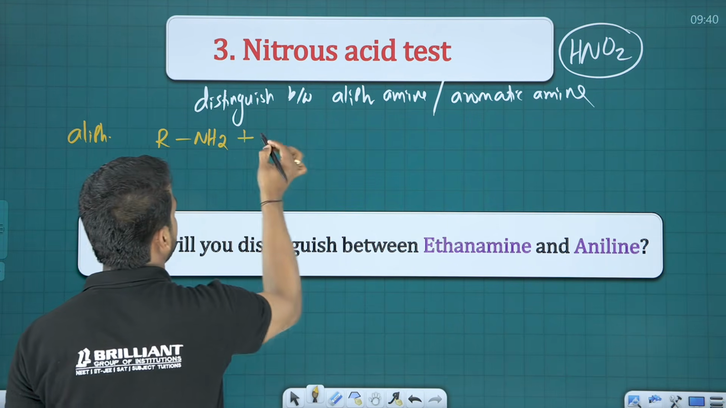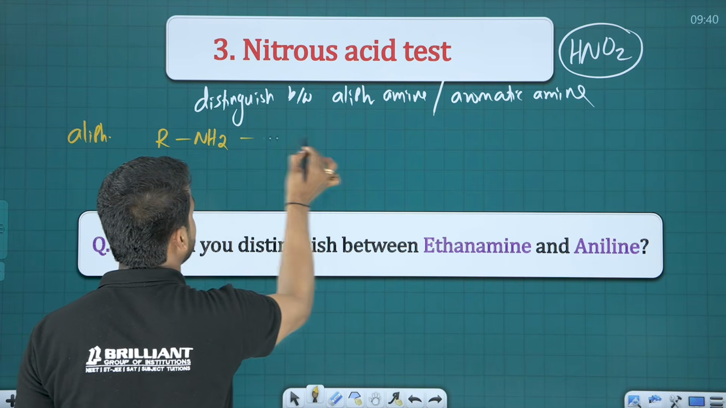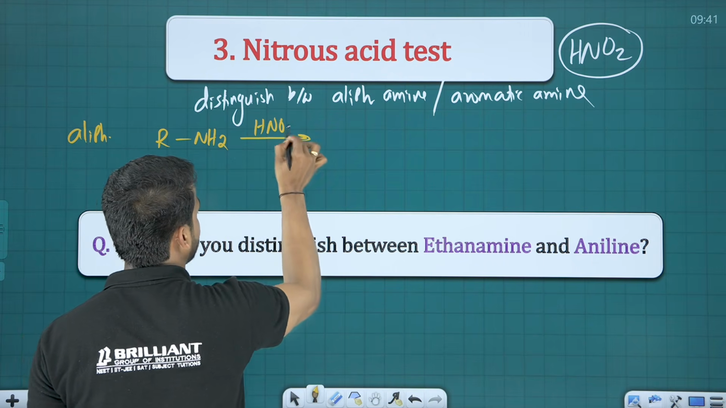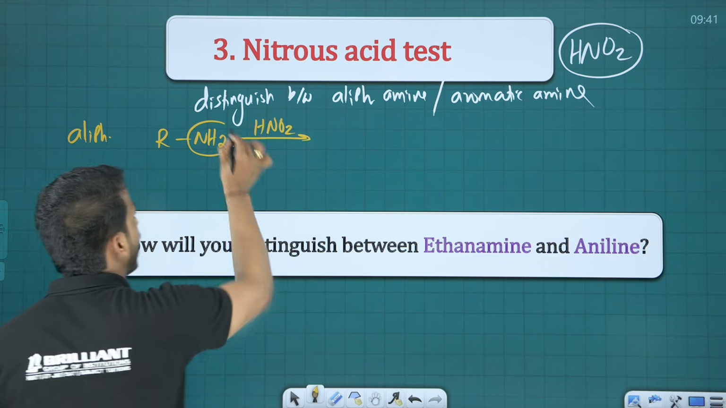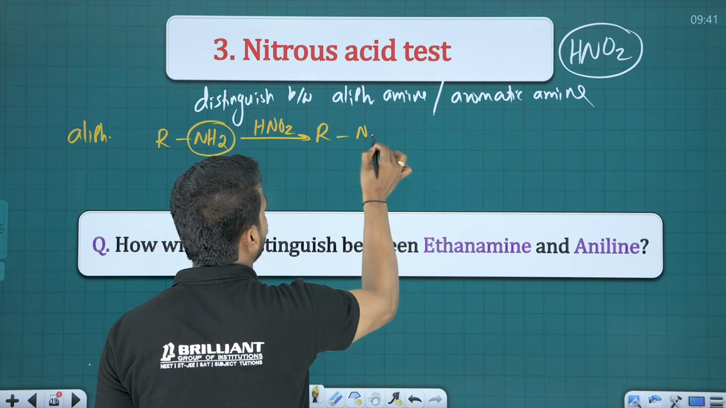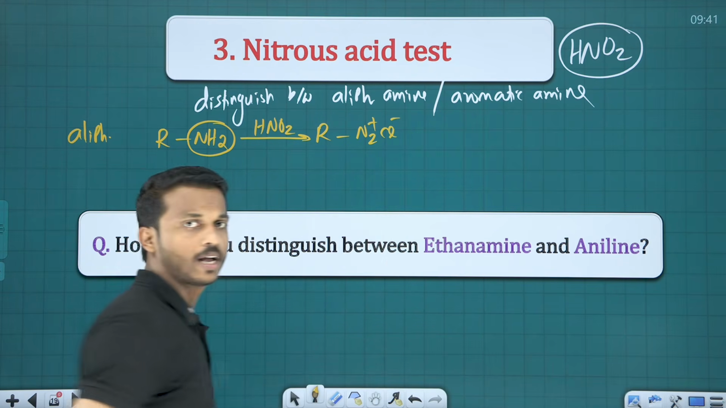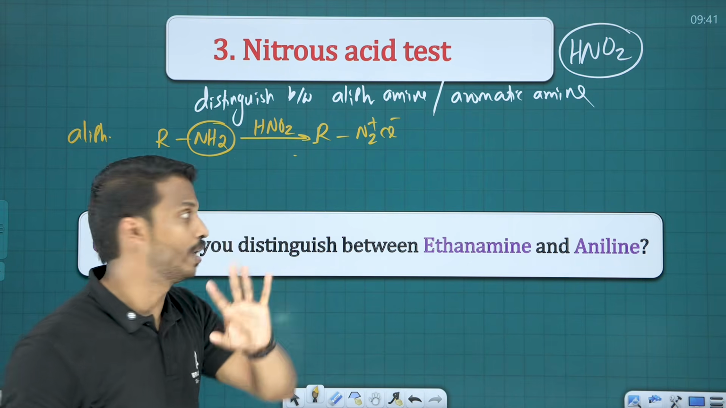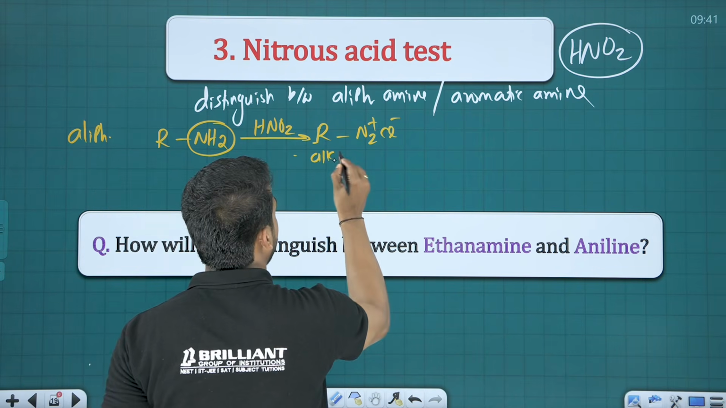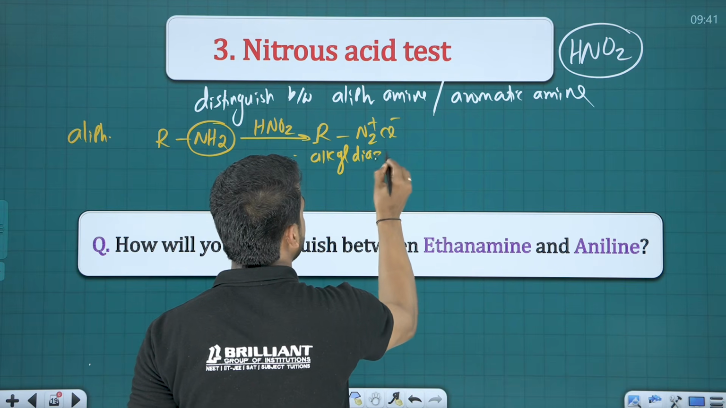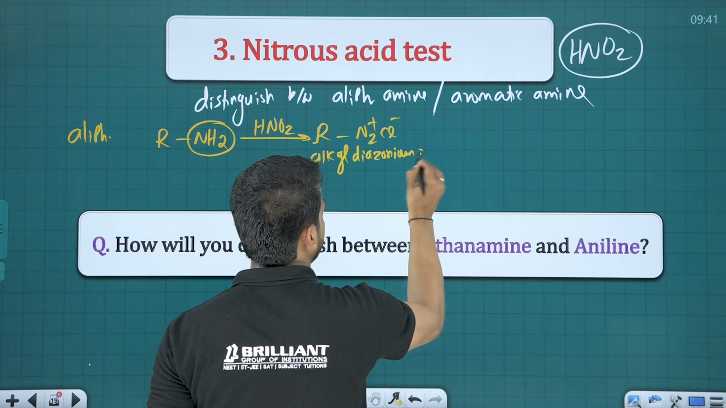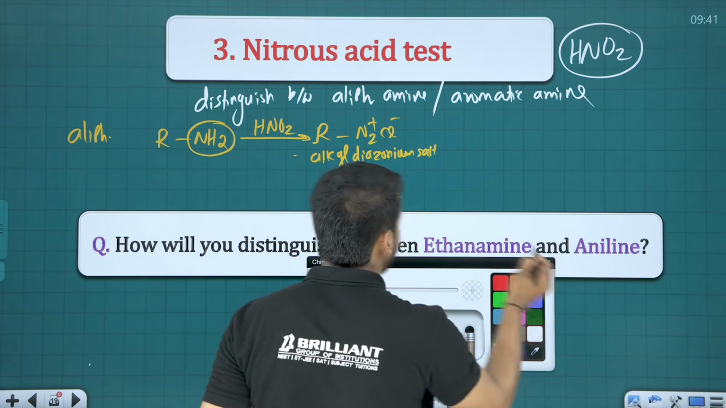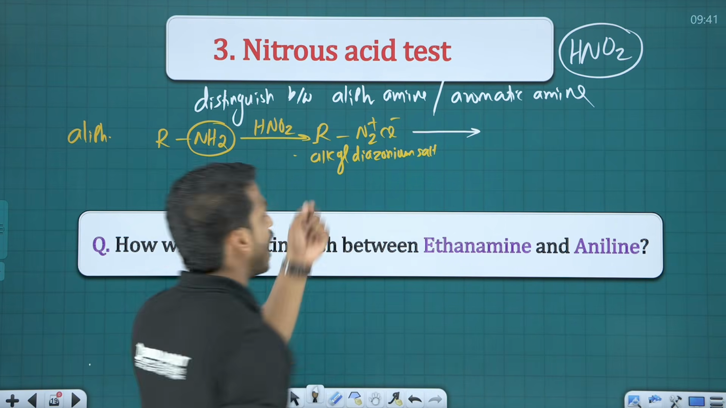Amine when react with nitrous acid. You know what is nitrous acid? HNO2, nitrous acid. You know what happened? Then NH2 become N2Cl. It become alkyl diazonium salt. Right? It will form alkyl diazonium salt. Ready. Now, this it is highly unstable.